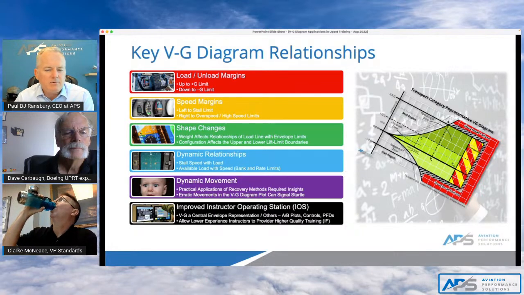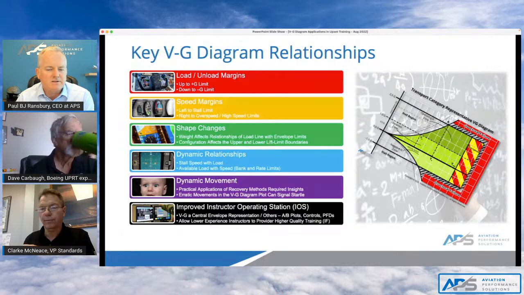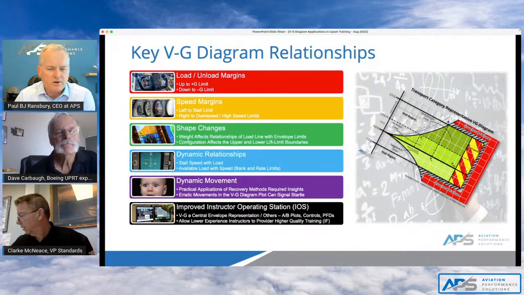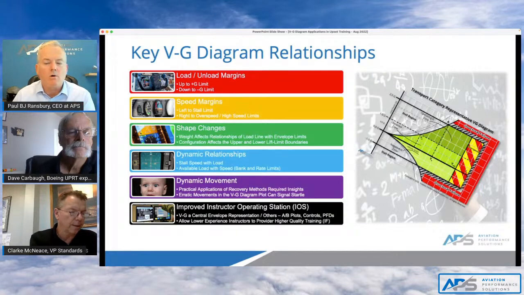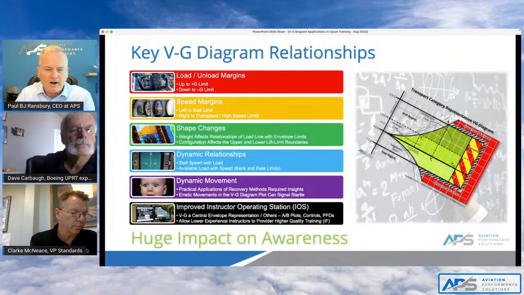And so that's really important to understand that it's part of a bigger picture, but understanding your limits is absolutely critical. There are other diagrams, alpha-beta plot, control position, that we're going to show. But the idea behind that VG diagram, or the instructor operating station overall, is to allow less experienced instructors to provide higher quality training with a deeper, more clear insight as to what's going on in the event. All right, so impact on awareness, absolutely.